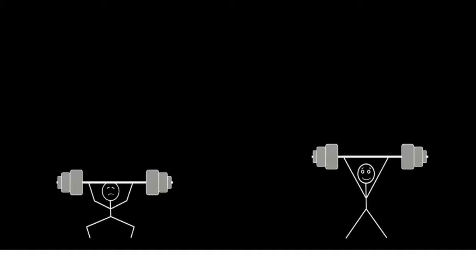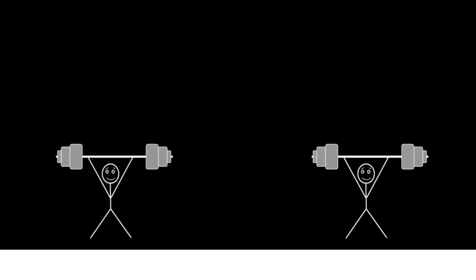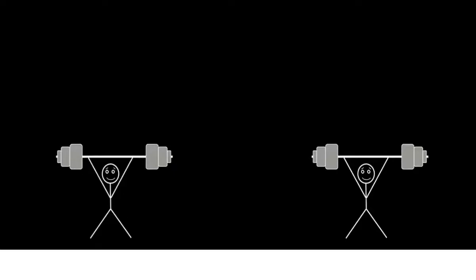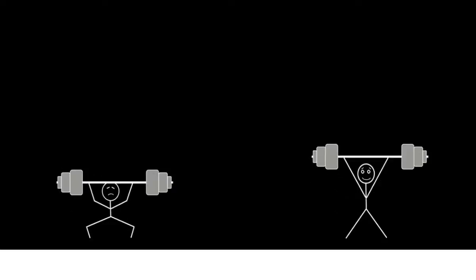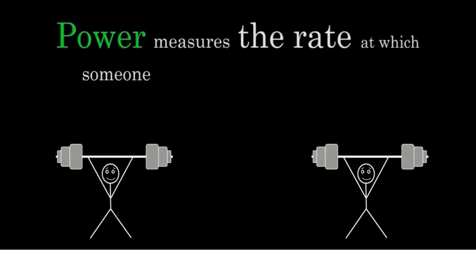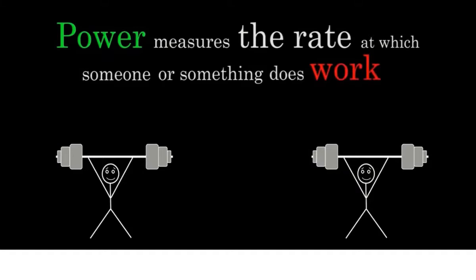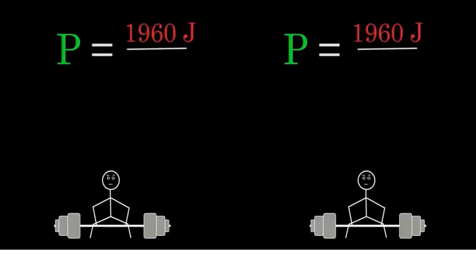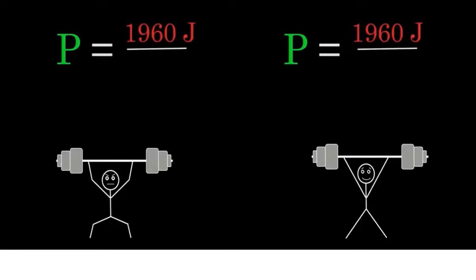That means the work done by both weightlifters is equal. And if you see the video, you can see the second weightlifter lifts his weight faster than the first weightlifter. And now, what does power mean? Power means the rate at which someone or something does work. If you want to calculate the power, then we know power equals work by time, and we have already calculated the value of work, which is 1960 joule for each weightlifter.